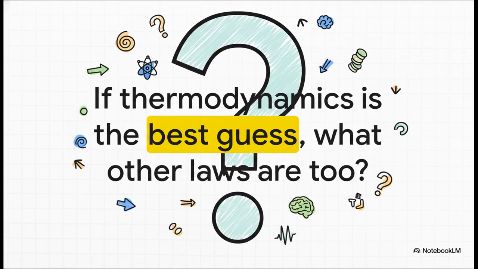And that leaves us with a pretty provocative thought to chew on. If the laws of thermodynamics can be derived simply as the best guess given a single, simple constraint, well, what other laws of nature are out there just waiting to be found the same way? What happens if we find the right constraint and just turn the crank on our best guess machine one more time?